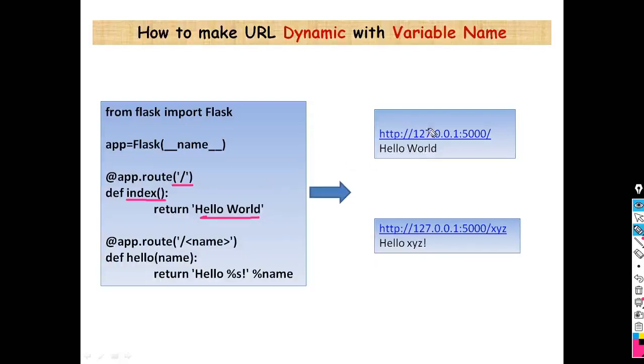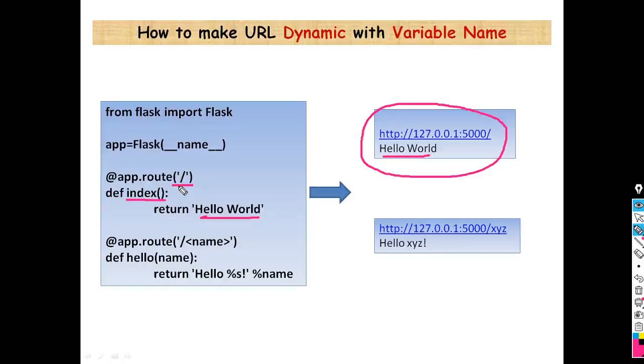When we execute this URL, the address is http colon slash slash 127.0.0.1 colon 5000 slash. When we execute this URL within the browser, it gives you hello world, because these are the contents written in the index function associated with that particular URL. So this is statically defined.